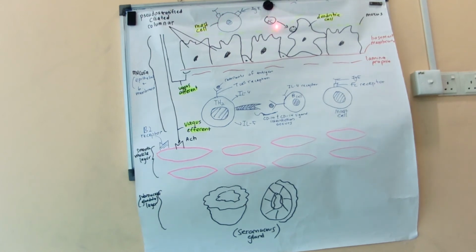Remember, at this time this pollen cannot go inside yet because the epithelial cells are still intact. So it will attack the mast cell in the epithelium first. Eventually, these mast cells will degranulate. So what happens when it degranulates?